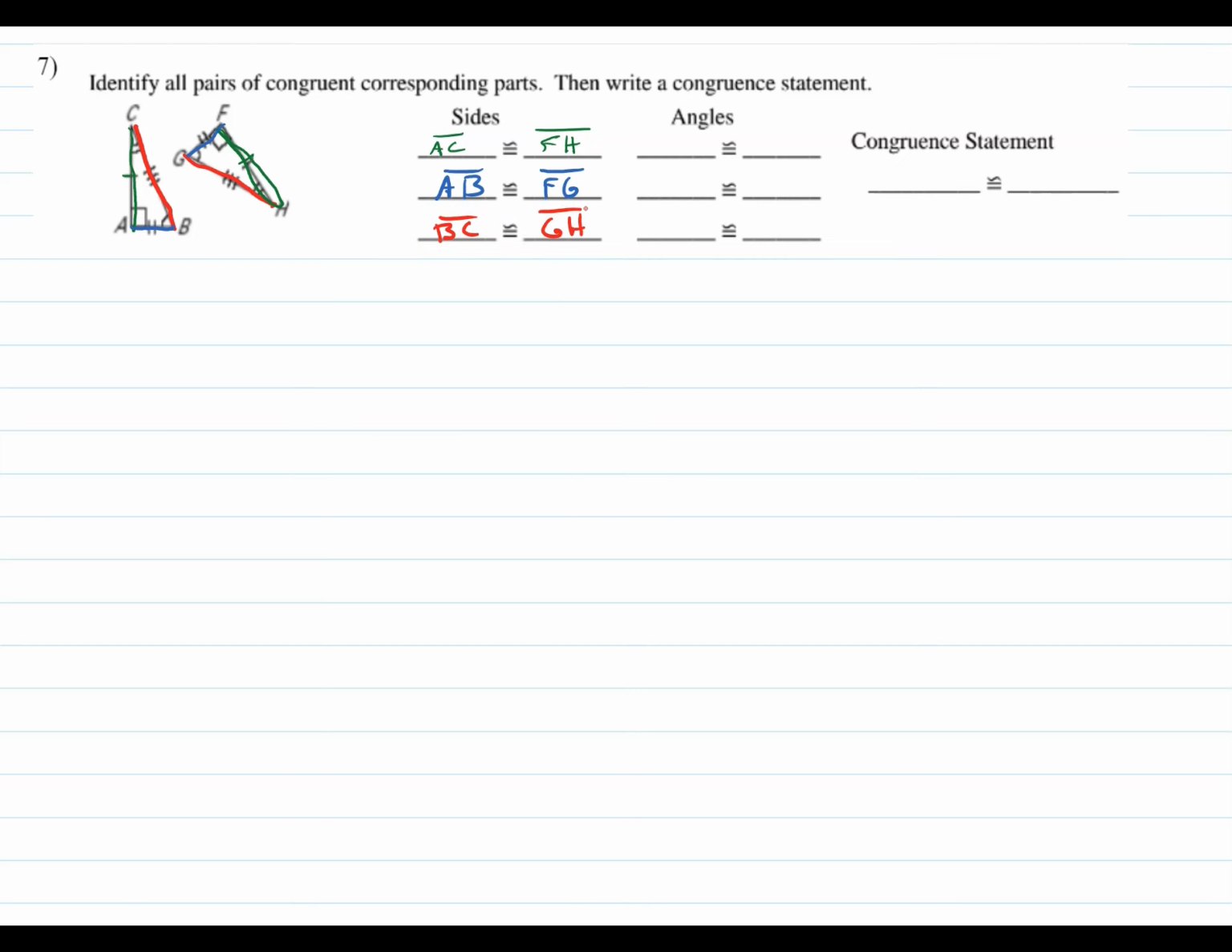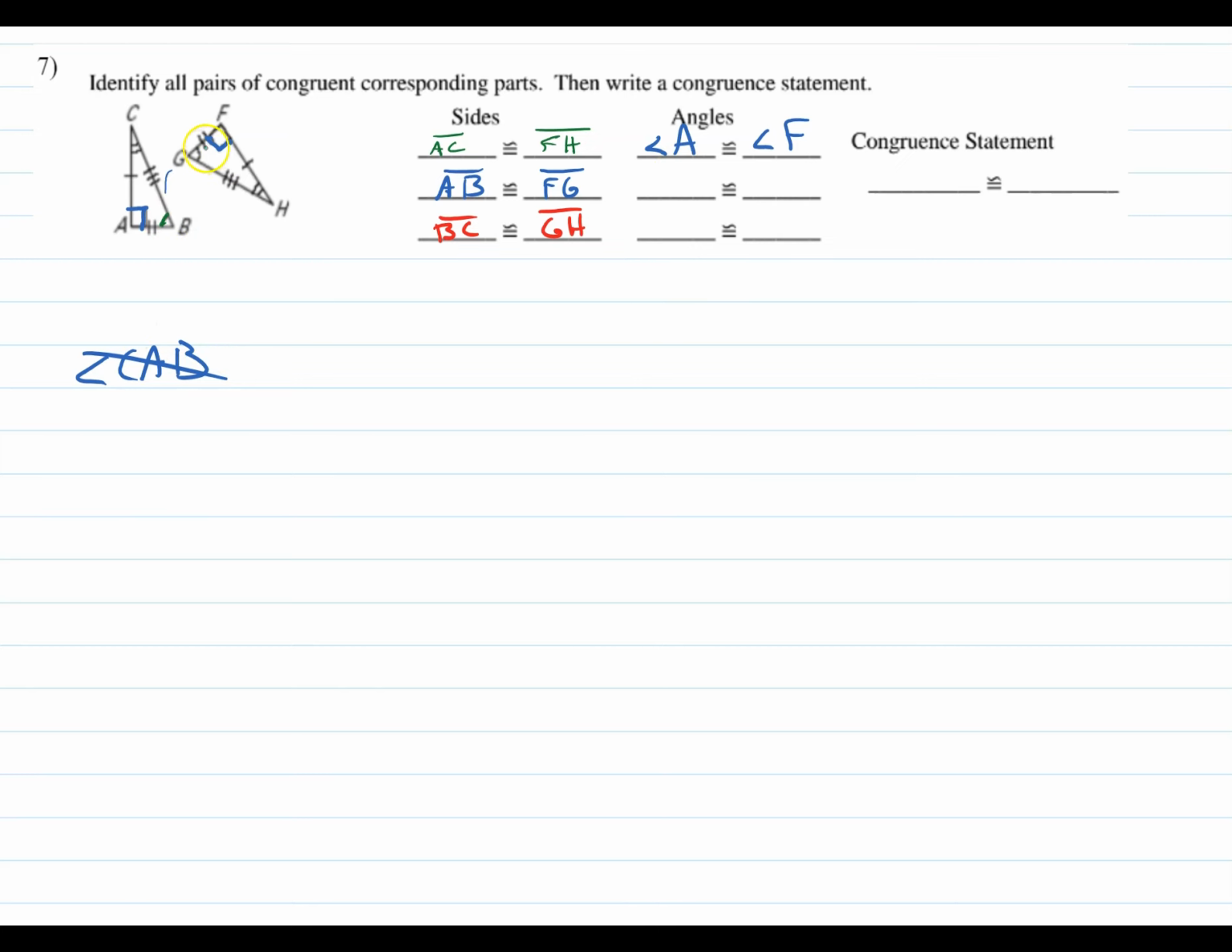Now that the sides are done, I'm going to erase my marks on the triangles, and let's do the angles. Angle A is 90 degrees, angle F is 90 degrees. So angle A is congruent to angle F. Now I could write the 3-letter version of the angle, like angle CAB, but that's kind of annoying, and since the two triangles are separate, they're not touching, I can write the 1-letter version of the angles. And it's much cleaner that way.